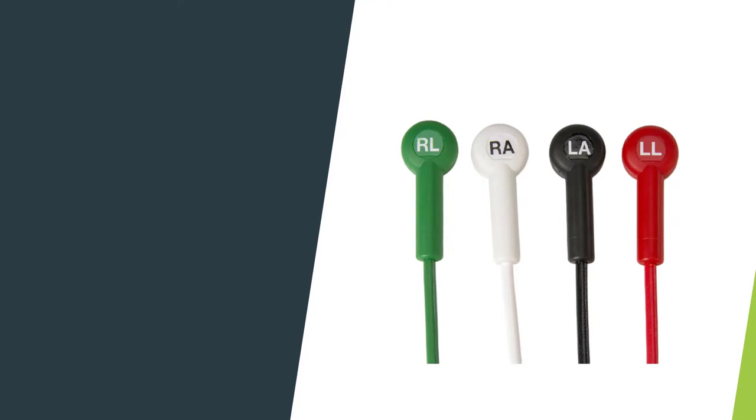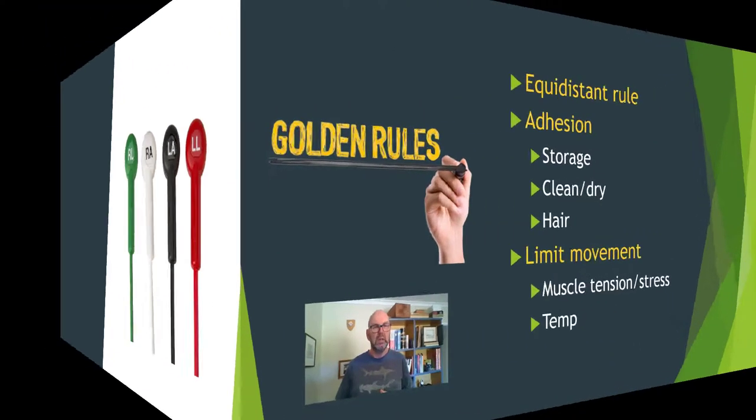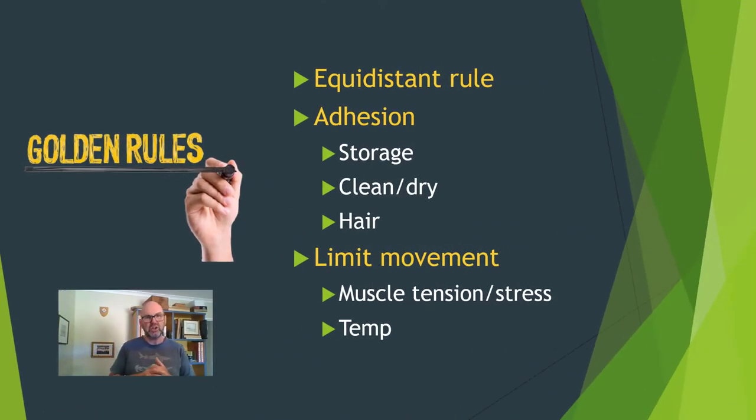And just a quick note on the leads for the machine itself. These are the 4 leads that are used to create the limb views. So RL obviously for right leg and RA for right arm, and very similar for the left side of the body. Transposition of these leads can cause interpretation problems. So we have to take a reasonable amount of care to make sure we've got the right lead in the right place. And I'll just finish up with this little section on golden rules.